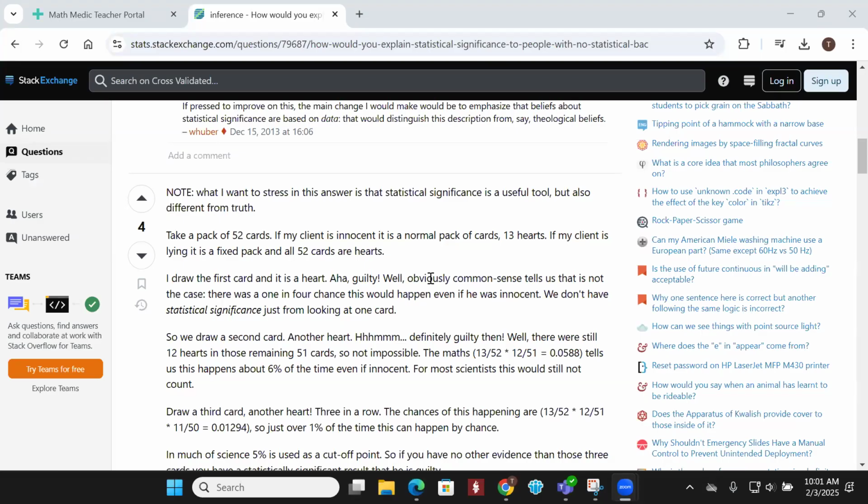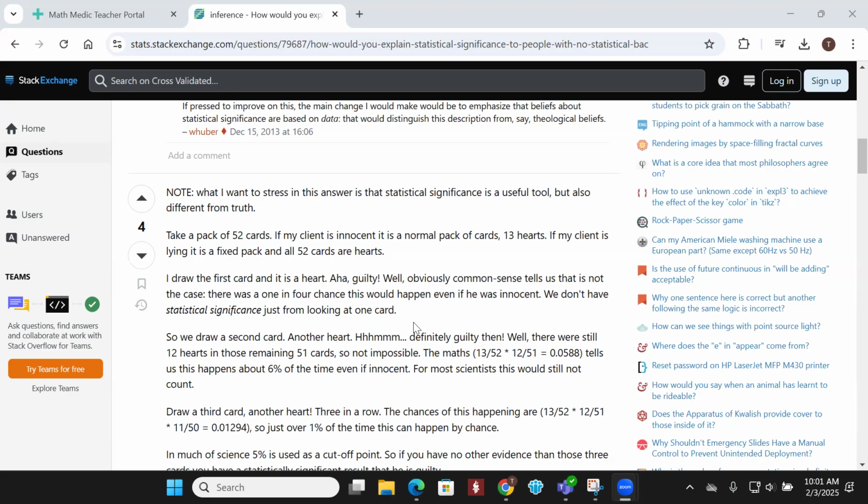If my client is innocent, it is a normal pack of cards, so 13 hearts. If my client is lying, it's a fixed pack and all 52 cards are hearts. I draw the first card and it's a heart. Aha, guilty. Well, obviously common sense tells us that it's not the case. There was a 1 in 4 chance that this would happen even if he was innocent. We don't have statistical significance just from looking at that 1 card.